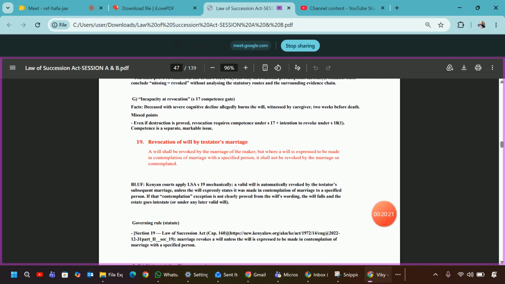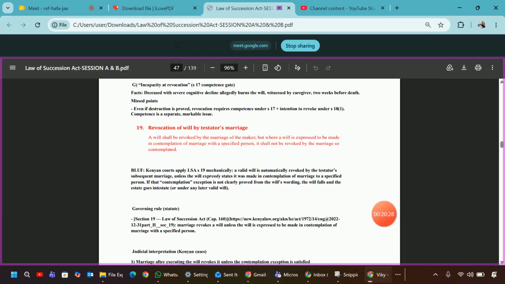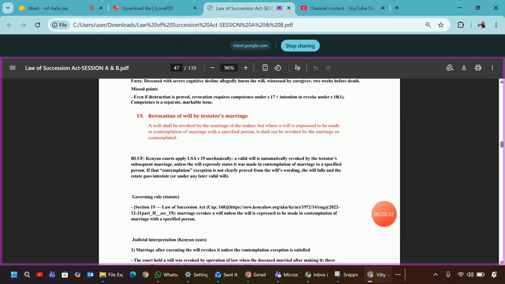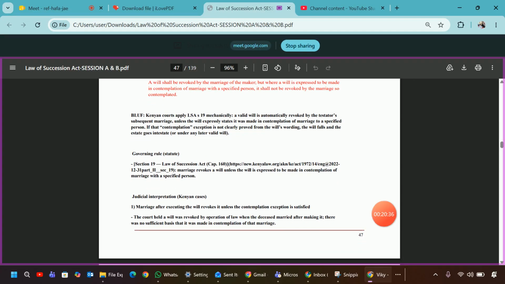Section 19. Revocation of will by testator's marriage. A will shall be revoked by the marriage of the maker, but where a will is expressed to be made in contemplation of marriage with a specified person, it shall not be revoked by the marriage so contemplated.